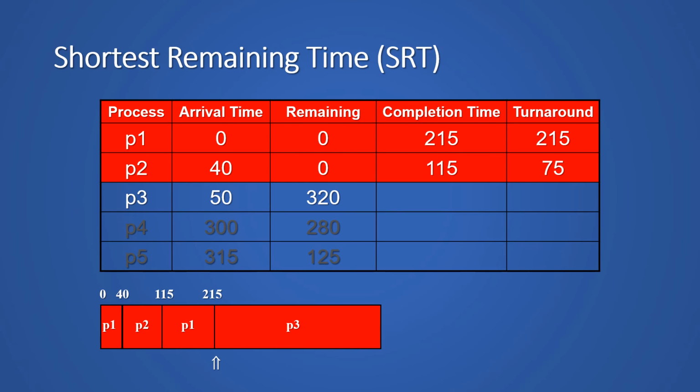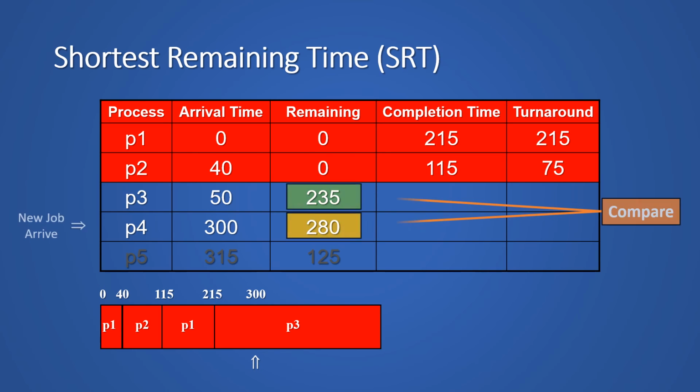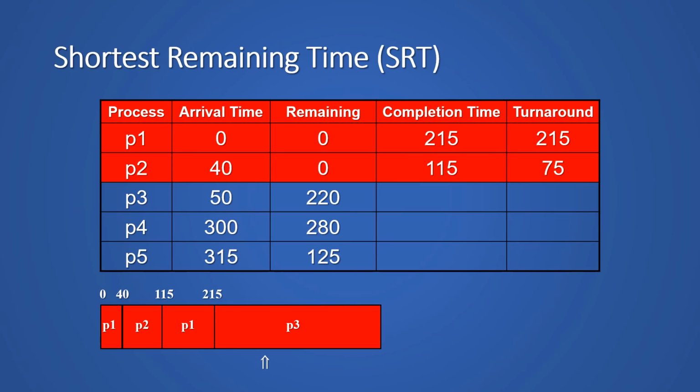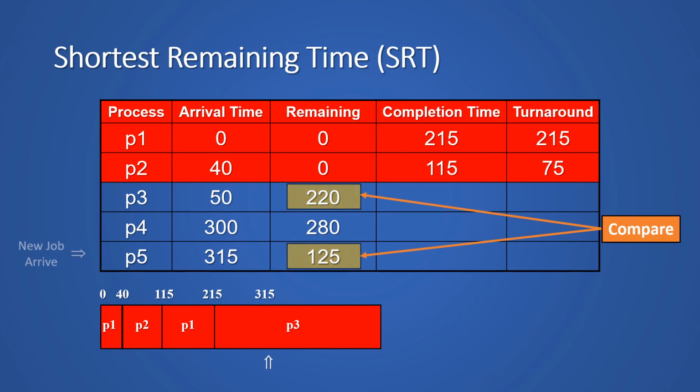After that, P3 will execute until job P4 arrives at 300 seconds. The operating system then compares the remaining time of P3 and P4. P3 has the shorter remaining time. Therefore, P3 continues to execute until P5 arrives at 315 seconds. The operating system compares the remaining time between P3 and P5.